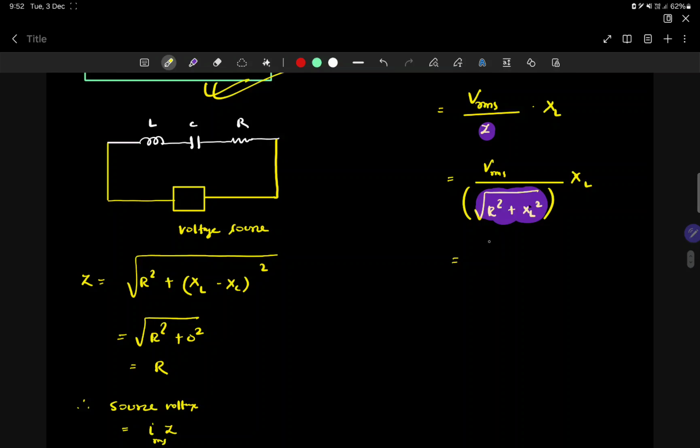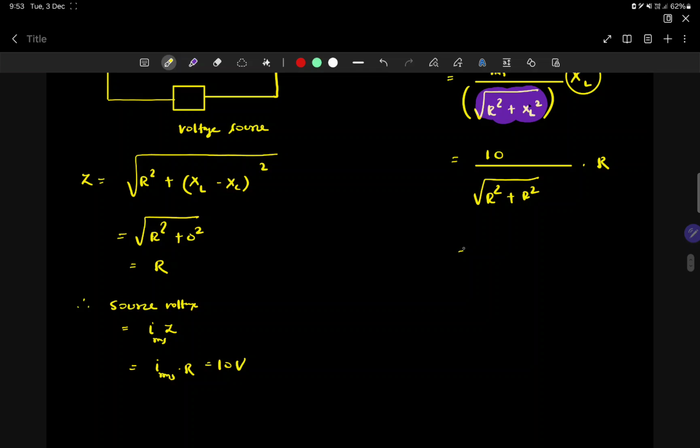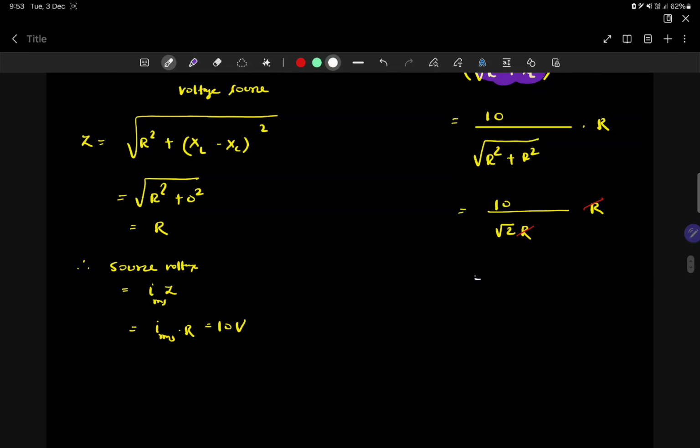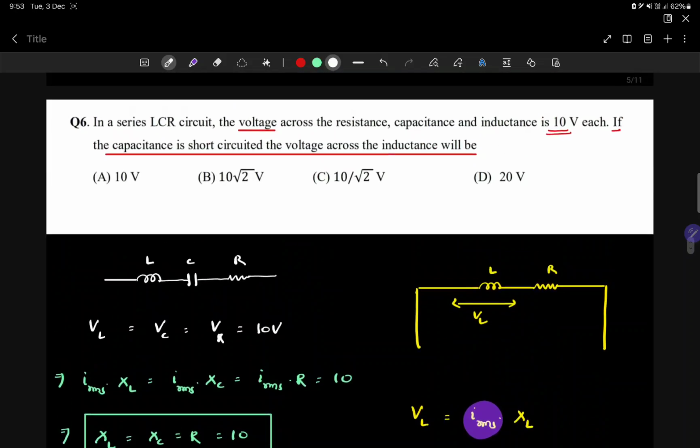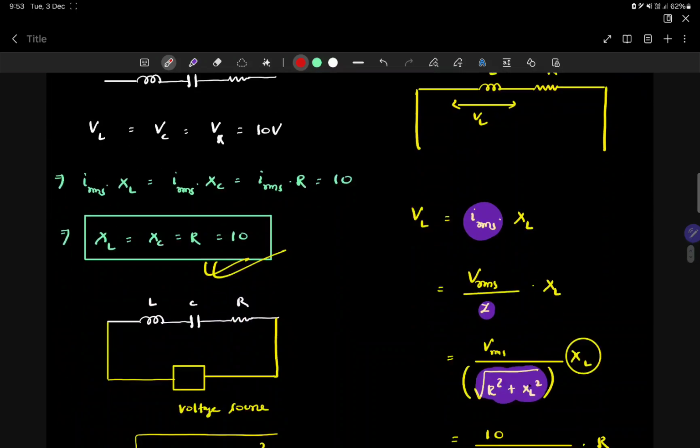So we can write V RMS value is 10 divided by square root of R square plus R square, into, instead of this XL we can also write R. So the final answer is 10 by root 2R into R. After solving we get the final answer is 10 by root 2. Yes, so this is the voltage across inductance. So 10 by root 2, option C is our right answer.